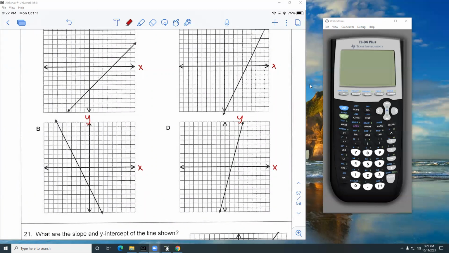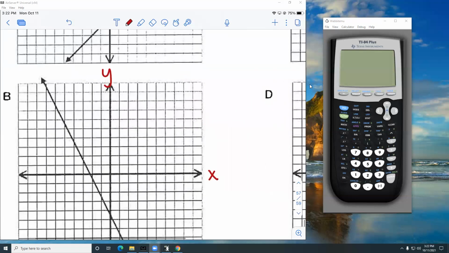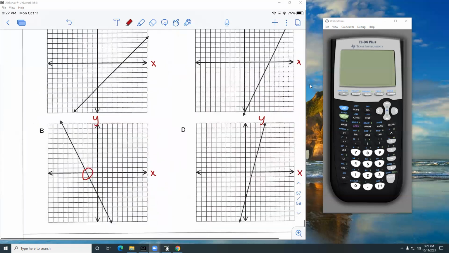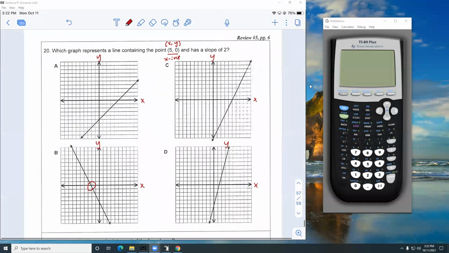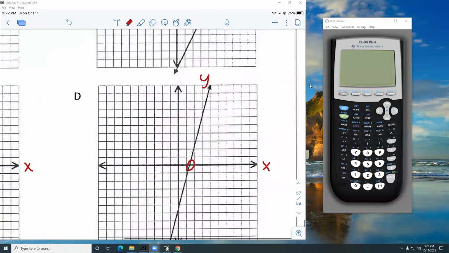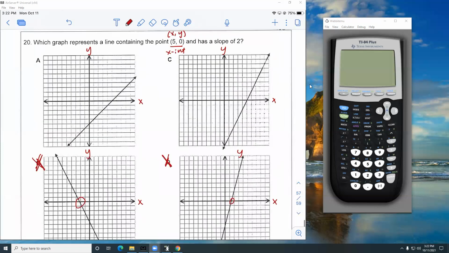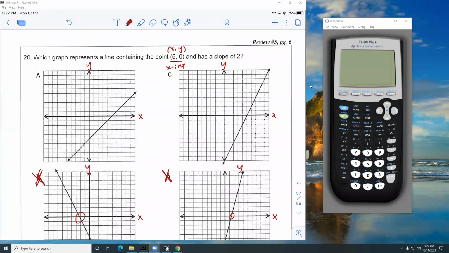Answer choice B, if I look at my x-axis, this does not look like 5 to me, right? So I feel like I can already eliminate answer choice B. Same thing with D. Does that look like 5 to you? No, it does not. Now, for answer choice A, 1, 2, 3, 4, 5. That looks good. Let's look at C. 1, 2, 3, 4, 5. Okay, that one also looks good.